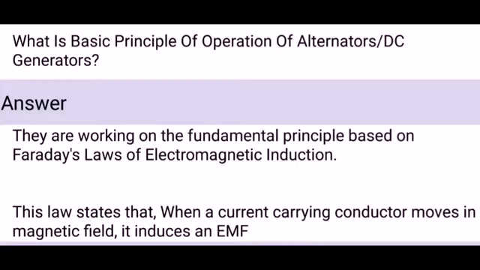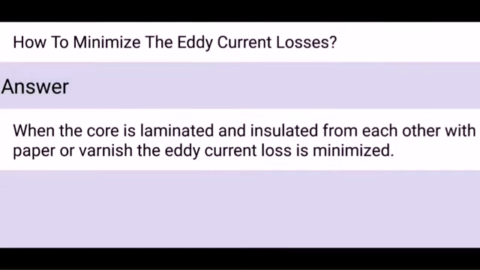What is the basic principle of operation of alternators and DC generators? They work on the fundamental principles based on Faraday's laws of electromagnetic induction. These laws state that when a conductor moves in a magnetic field, it induces an EMF. How to minimize the eddy current losses? When the core is laminated and the laminations are insulated from each other with paper or varnish, the eddy current loss is minimized.